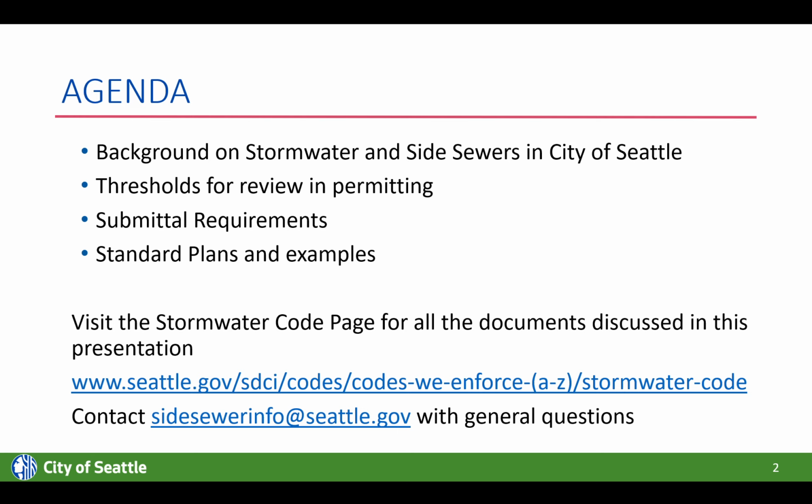We will also have a couple other ones that go into a little bit more detail for different types of projects, as well as how to use the on-site stormwater management workbook. Those links are on our stormwater code website, as well as all of the other information related to the stormwater code. And that link is on this page here. And we always encourage you to contact the Drainage Review Group with any drainage questions or side sewer questions at sidesewerinfo@seattle.gov.